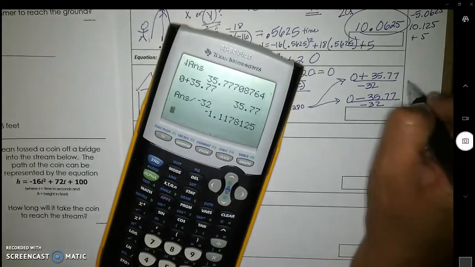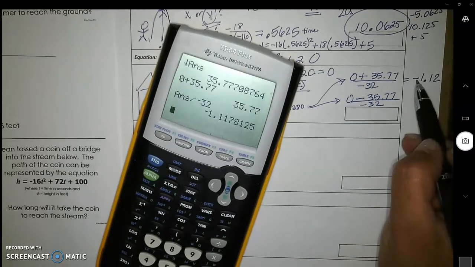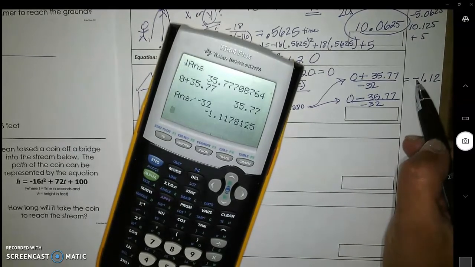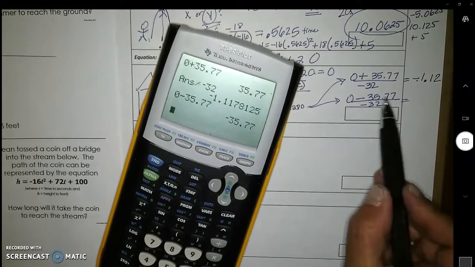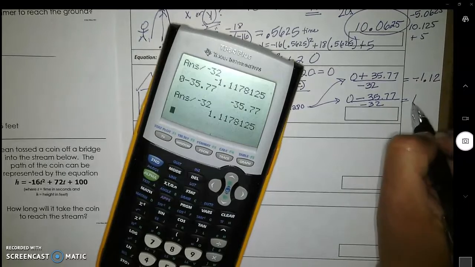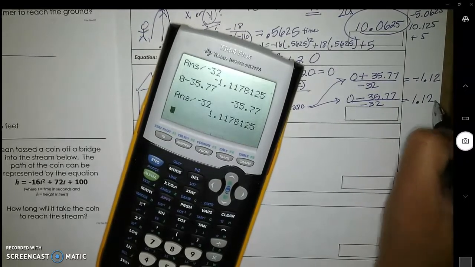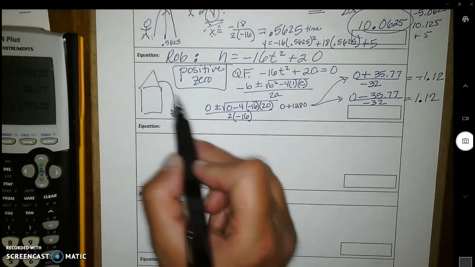Well, look, what just happened? I just got a negative number. Hang on a minute. Let's come back to that. Let's go finish. 35.77. I'm subtracting this time, and I'm going to divide this one by negative 32, and now I get a positive answer. Oh, yep, I want a positive 0.